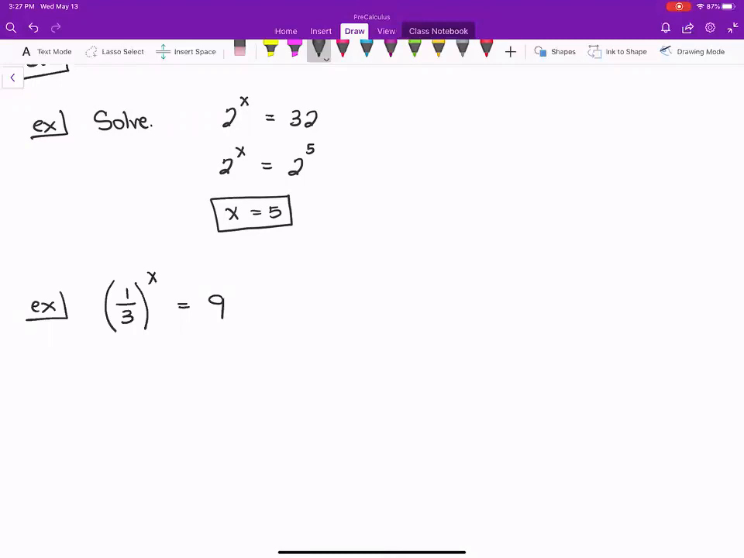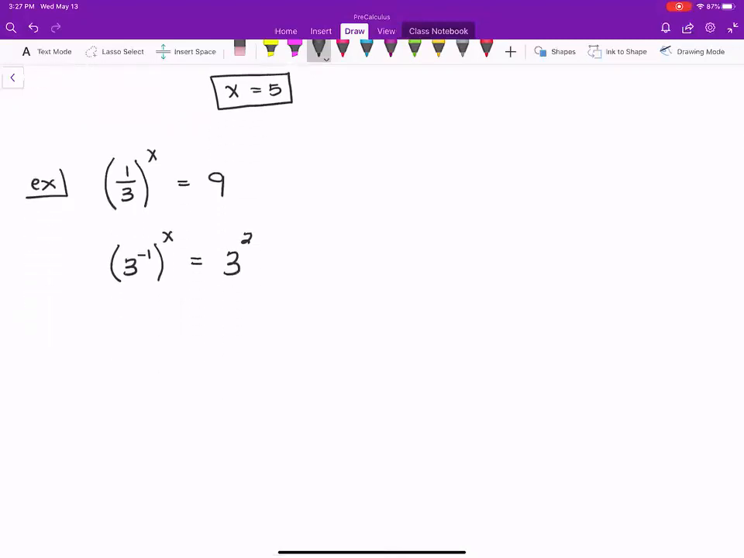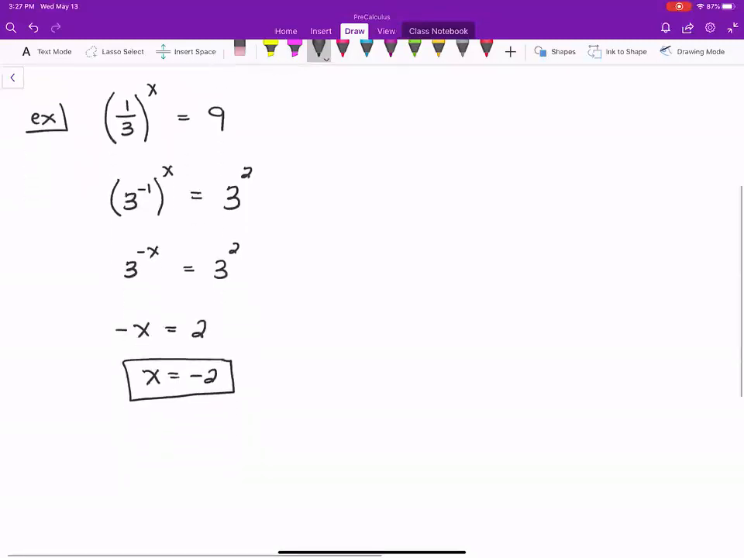So the 1/3, I'm going to change that to be 3 to the -1, because that is the same as 1/3. And then 9, I'm going to rewrite as 3 to the 2nd power. So I'm trying to make the bases the same if I can. And then the property on a power raised to a power, those 3 to the -1 raised to the x, you would multiply those together. And as soon as I've got the bases totally the same, I can just set the exponents equal, because if the bases are the same, then the exponents have to be the same, which means that the exponent x should have been -2. Again, that one's still pretty straightforward.